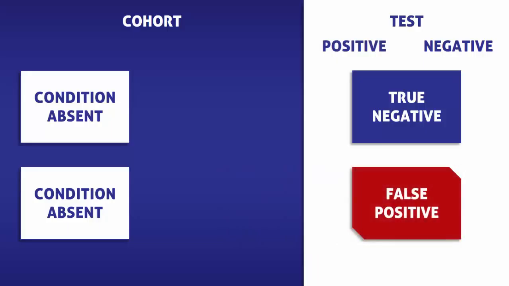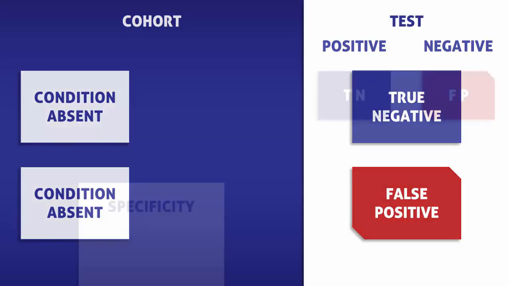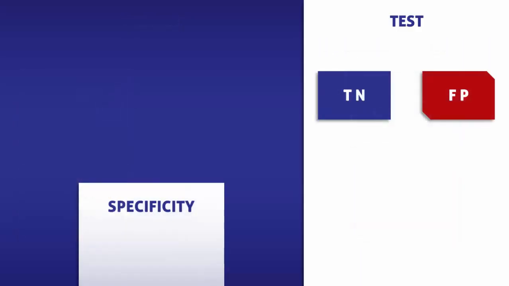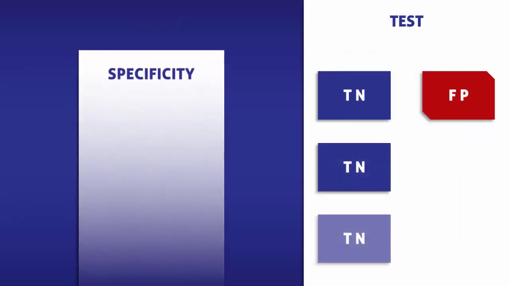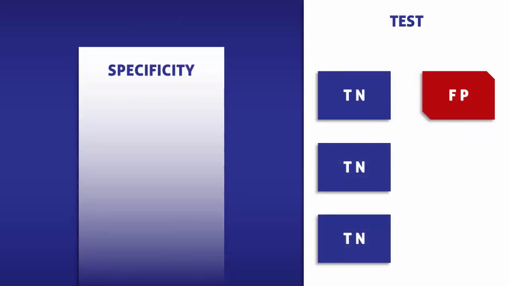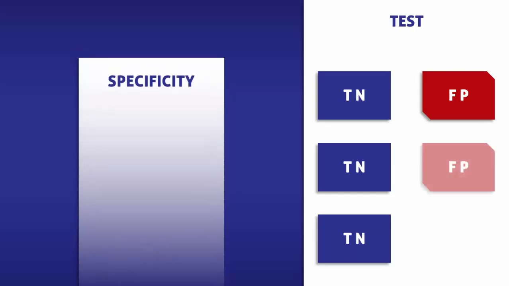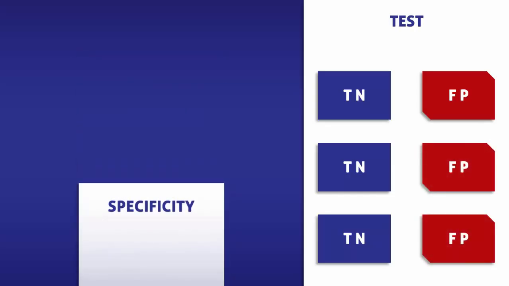Unfortunately, that happens because no test has perfect specificity. But the higher the proportion of true negatives, the higher the specificity of the test. And conversely, the higher the proportion of false positives, the lower the specificity.